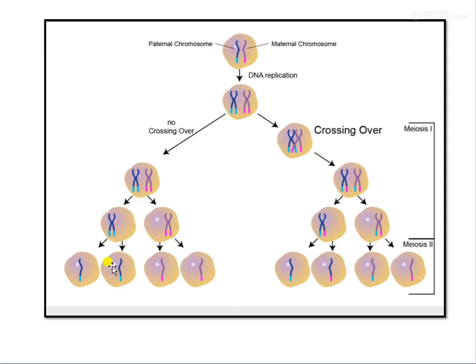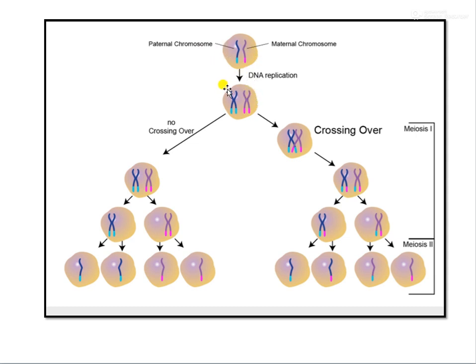In such cases, all the gametes formed here would be identical to the parent. They are not undergoing crossing over when the gametes are being formed, so the gametes formed here are found to be identical to that of the parent.